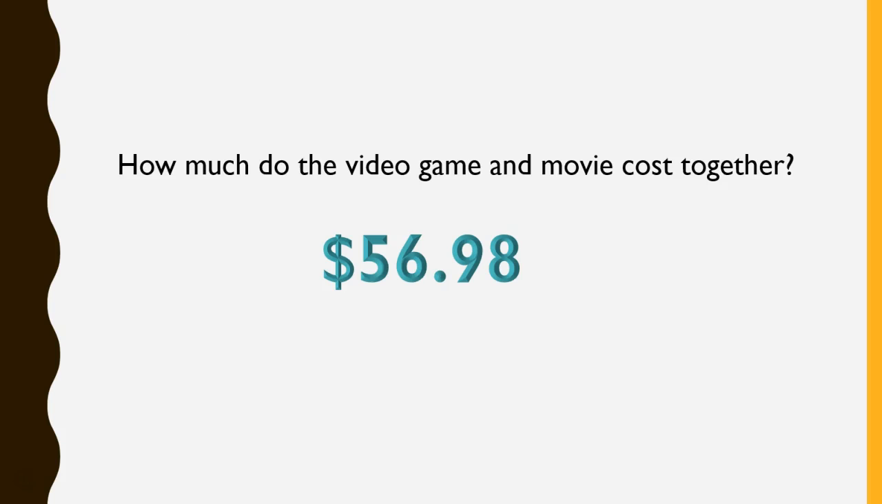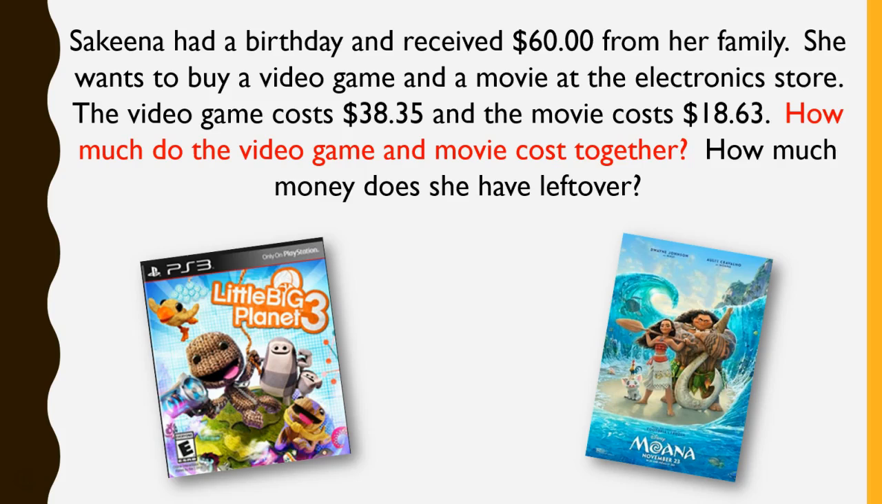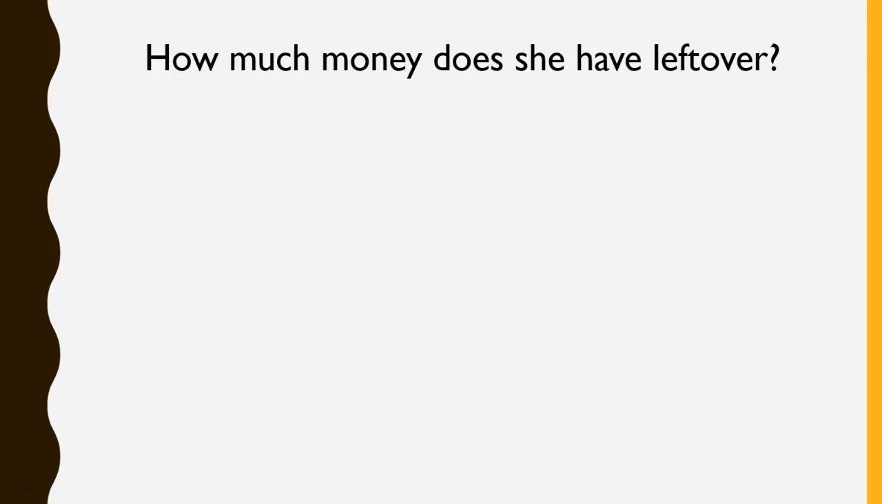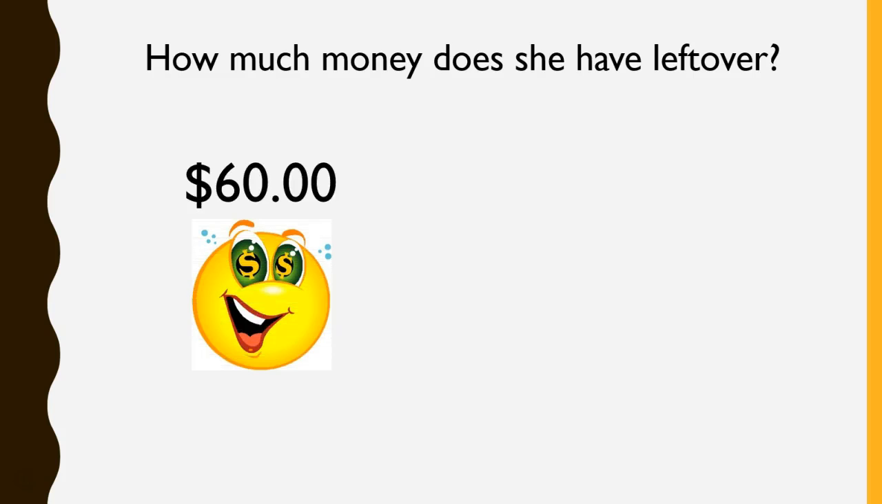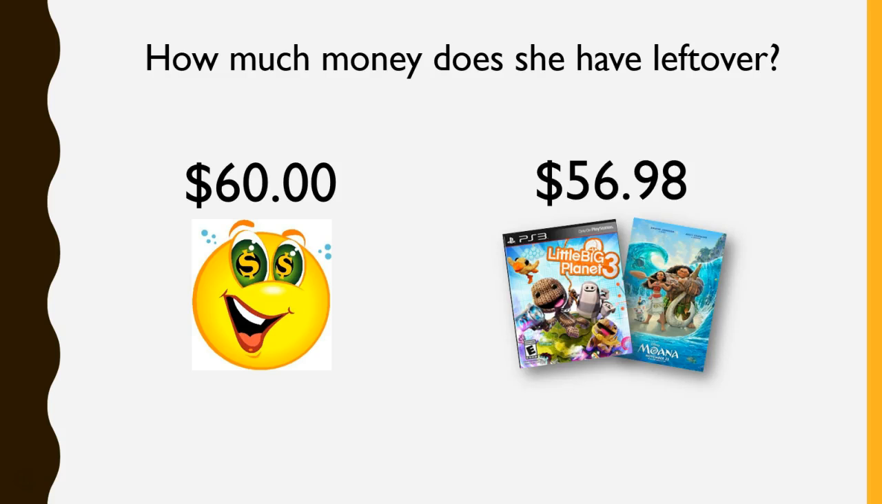So how much do the video game and movie cost together? $56.98. Oh, right, so we have that part. So that was the answer to that question. Now the next question says, how much money does she have left over? Okay, so that's the part we're going to tackle next. So we know that she got $60 for her birthday. That is so fun. And we know that the 2 things that she wants to buy all together cost $56.98. The question is asking us, how much money does she have left over?